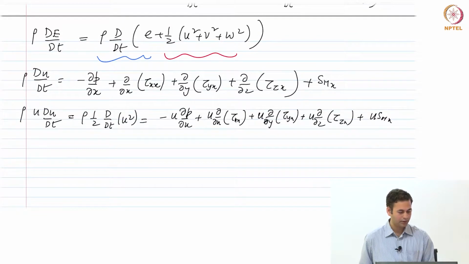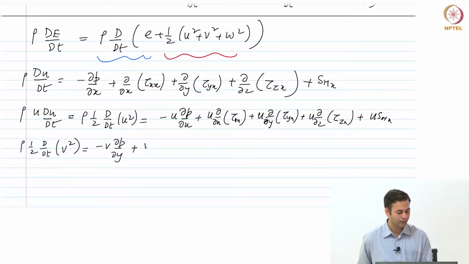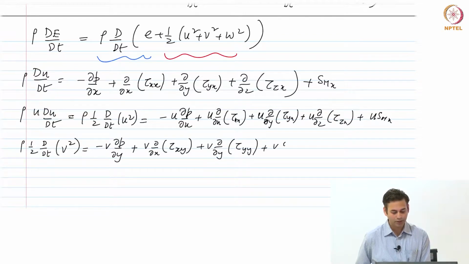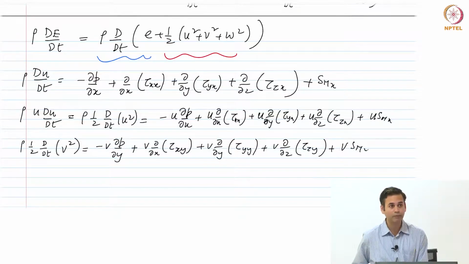Now let us go back and write an equation also for v, then we can club it together. So rho times half d/dt of v squared would be how much? Minus v partial p partial y, plus v times partial x tau xy, v times partial y tau yy, v times partial z tau zy, plus v times Smy.